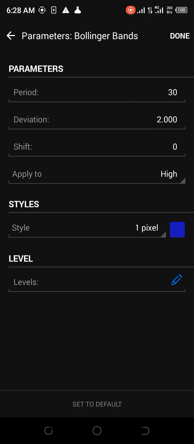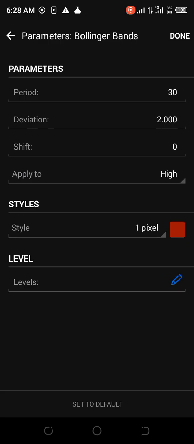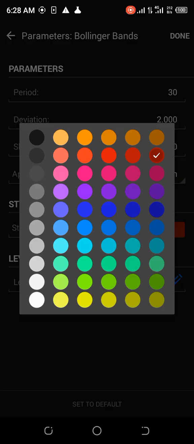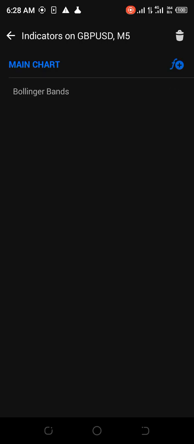Then let me change the color to red. Okay, I'm going to change it. Oh, no, let me change it to another different color. Let me change it to green. Okay, then you tap done.